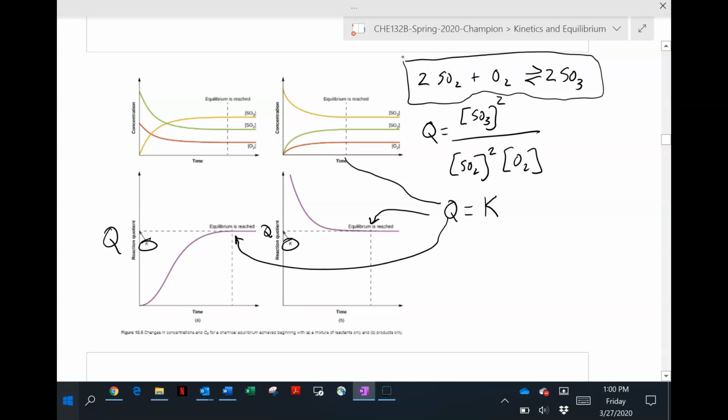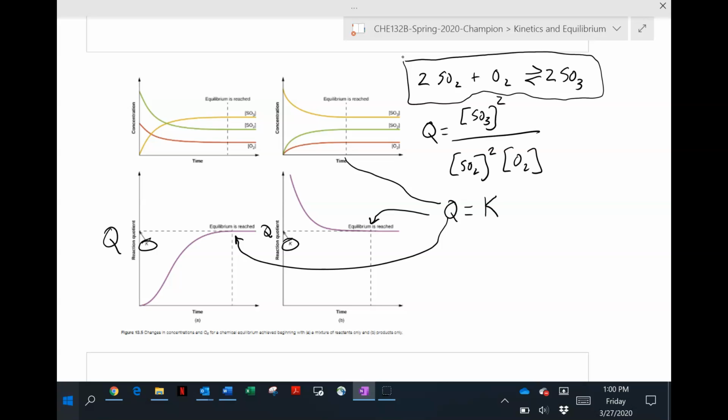We talked about how we could write the Q expression for that by just taking the products, raising them by their coefficients, dividing that by the reactants raised to their coefficients, and multiplying each of those together. So there's SO3 squared on the top, SO2 squared times O2 to the first on the bottom. And when we reach equilibrium, that reaction quotient Q is equal to K.